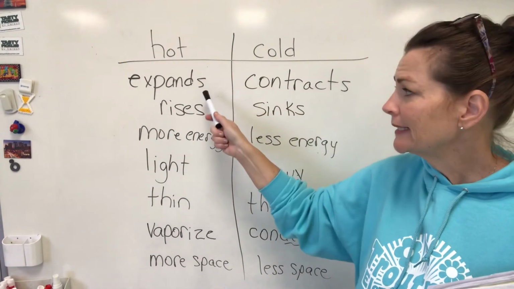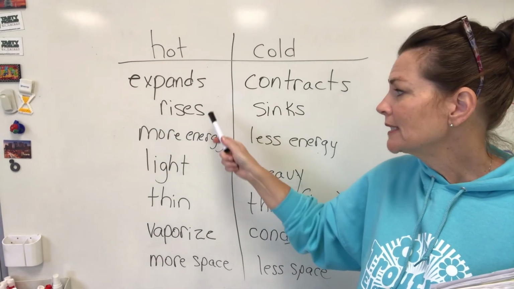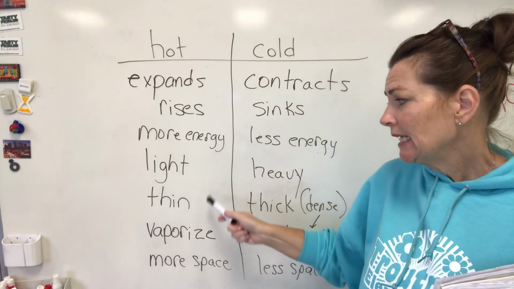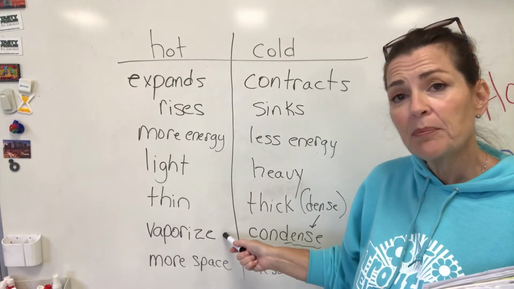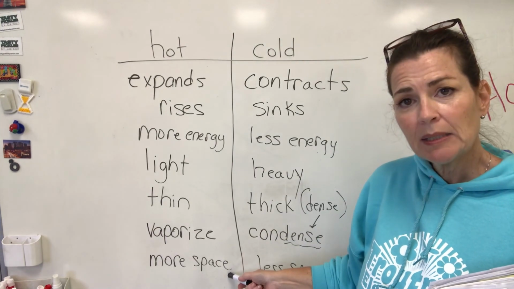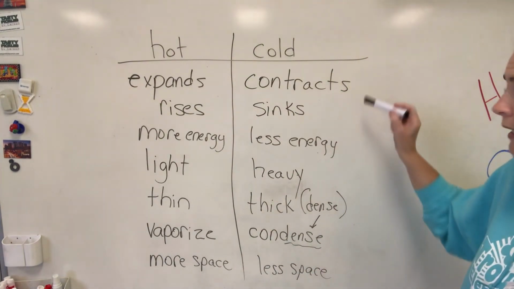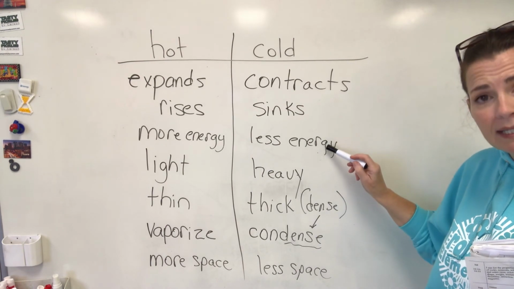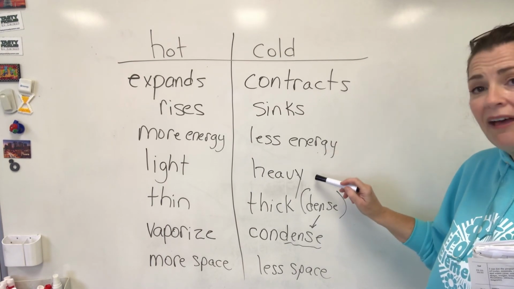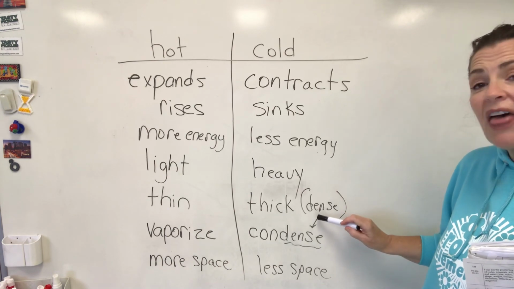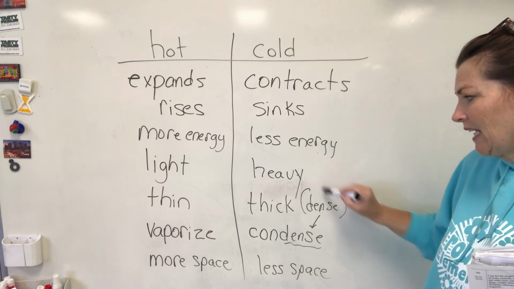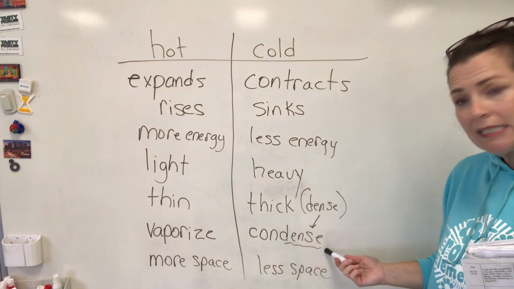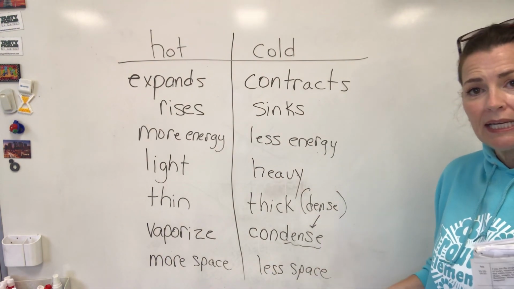Hot air expands, it rises, it has more energy, it is light, thin, it vaporizes, and it takes up more space. Cold air contracts, it sinks, it has less energy, it is heavy, it's thick or dense. Thick and heavy can both go with dense. It condenses and it takes up less space.